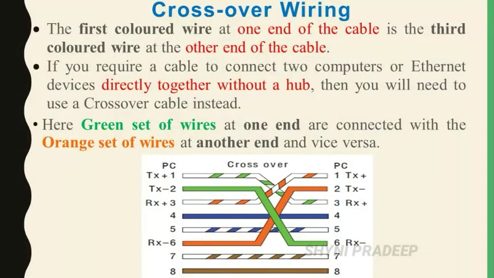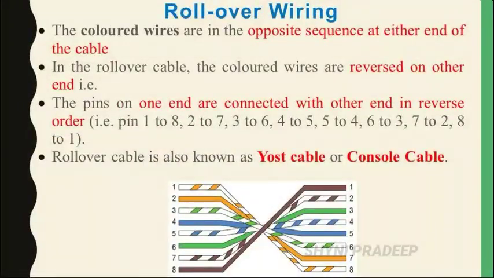Okay. Next, crossover wiring. In crossover wiring, the first colored wire at one end of the cable is the third colored wire at the other end of the cable. If you require a cable to connect two computers or two Ethernet devices directly together without a hub, then you will need to use a crossover cable instead. Okay. And next wiring is rollover wiring.